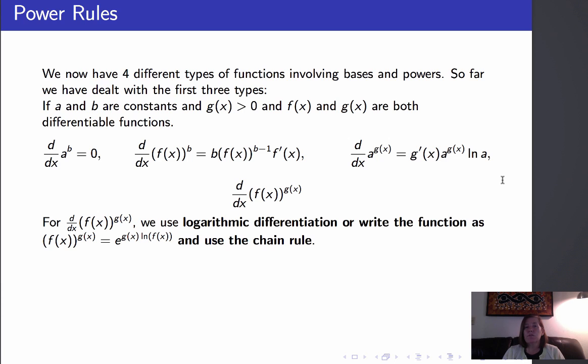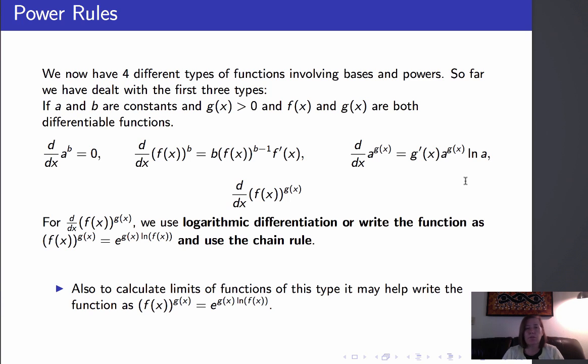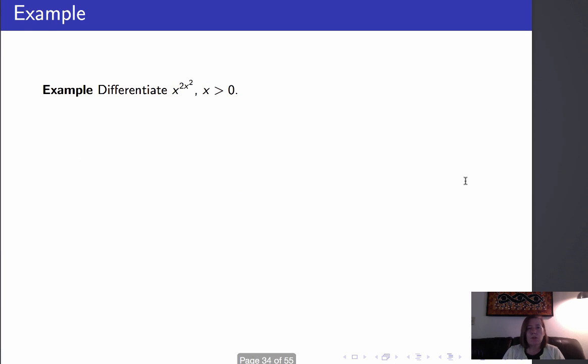And lastly, to differentiate f of x to the g of x, I might write it as e to the g of x times the natural log of f of x, and use the chain rule for e to the x, as I've just done for a to the g of x. Or I could use logarithmic differentiation. We'll look at an example in a second of where I use that. Also, to calculate limits of functions of this type, of the type f of x to the g of x, it helps an awful lot to write it as e to the g of x times the natural log of f of x. Let's look at an example.